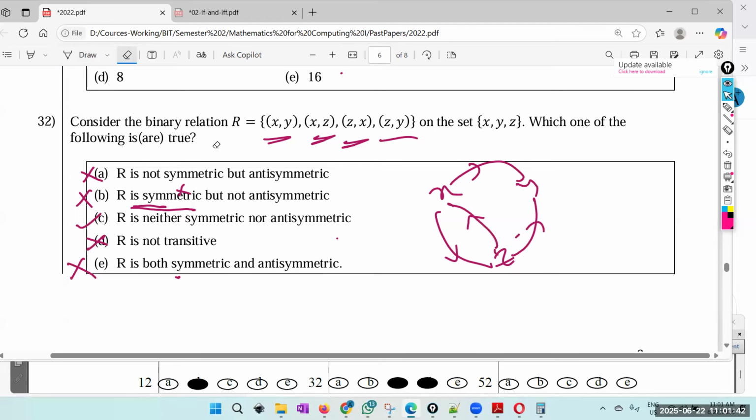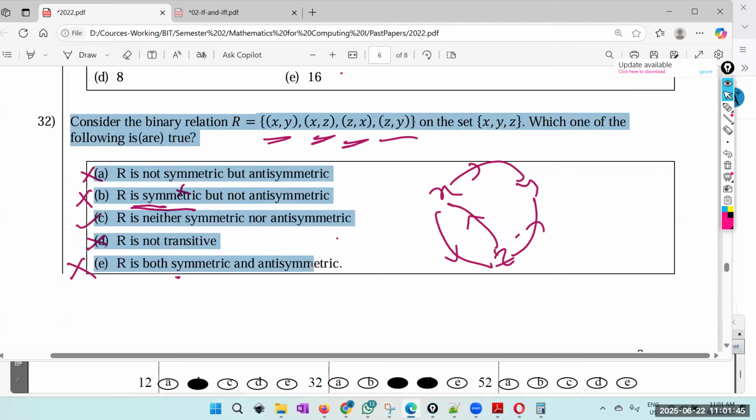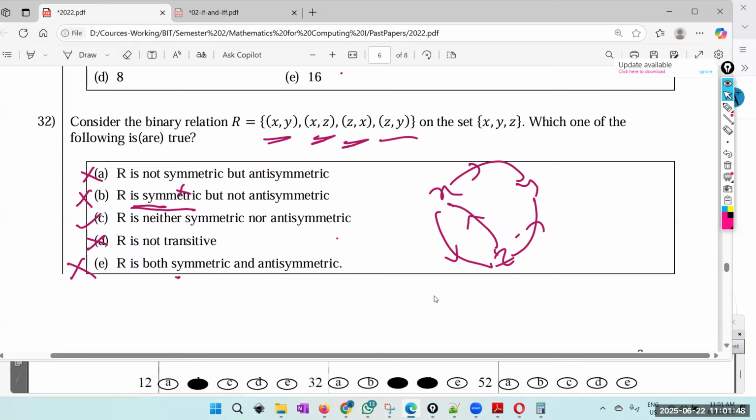Okay. So shall we ask from ChatGPT? Sir, why is it not transitive? What do you mean by why? X is mapped to Y, but Y is not mapped to X. That is symmetry. That is not transitiveness. That is symmetry, right? Transitiveness says whenever X to Y and Y to Z, there must be X to Z.